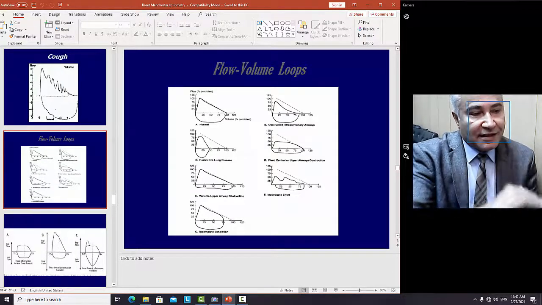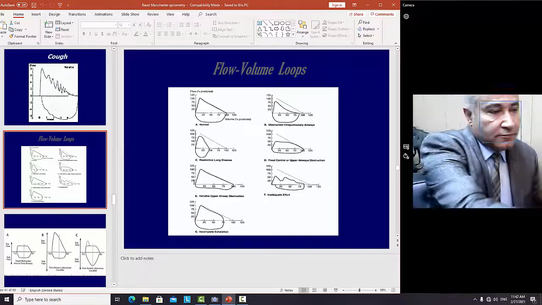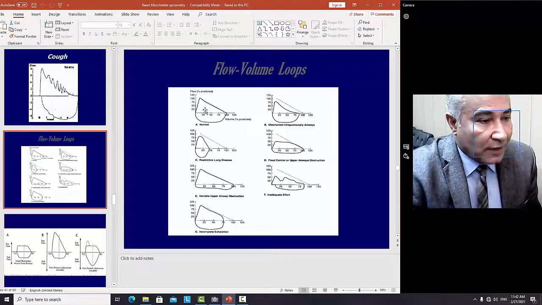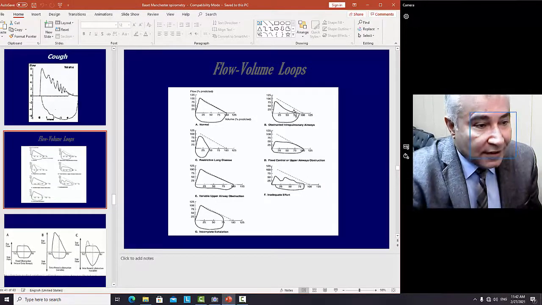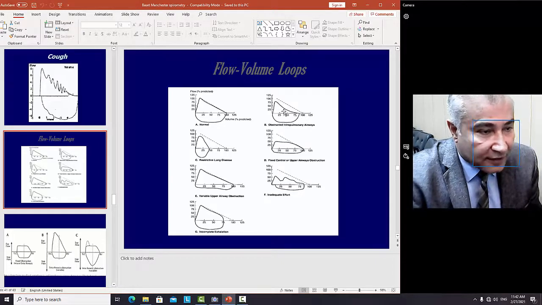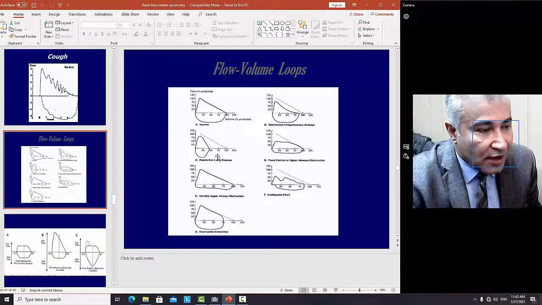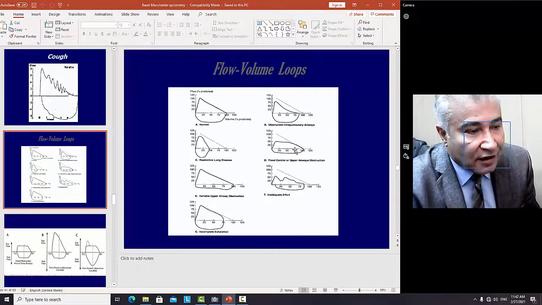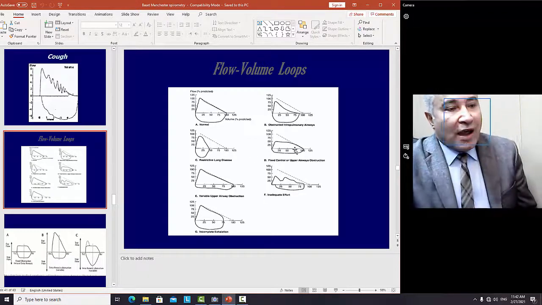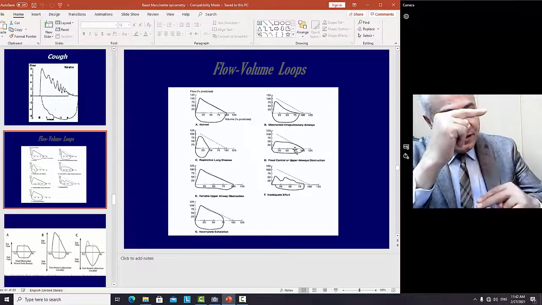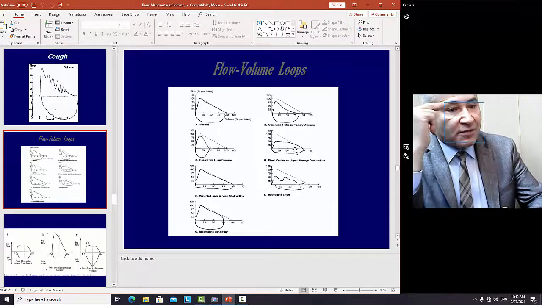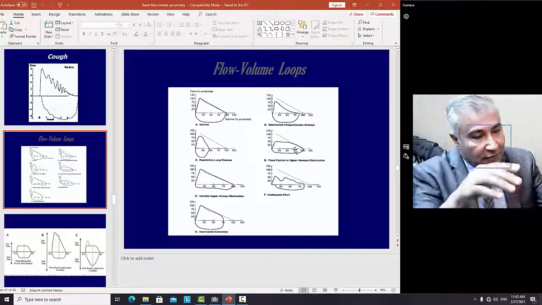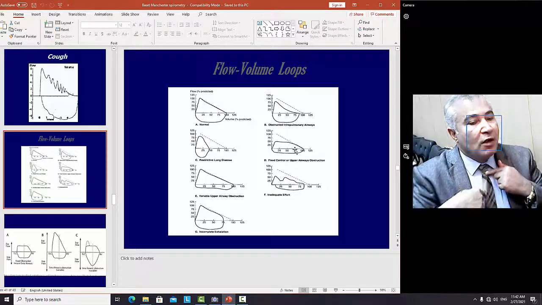You can read this curve and you can diagnose normal. You can diagnose COPD by this sloping in the expiratory limb. You can diagnose restrictive. You can diagnose fixed central upper airway obstruction. We have two curves, expiratory curve and inspiratory curve. Expiratory curve, if flat, means intrathoracic obstruction.